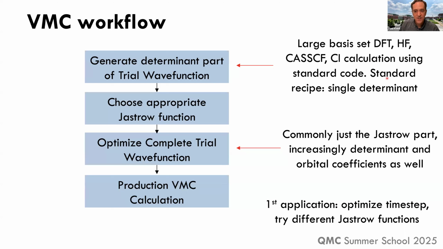I also wish to emphasize that the standard recipe of using a single determinant does work very well. So that's where we're going to be starting. We then need to add that correlation function, the Jastrow factor, and then optimize it. For most work, just optimizing the Jastrow function is enough, but increasingly more of the coefficients are being optimized, and for systems much more complex than the C2 that I just showed you.